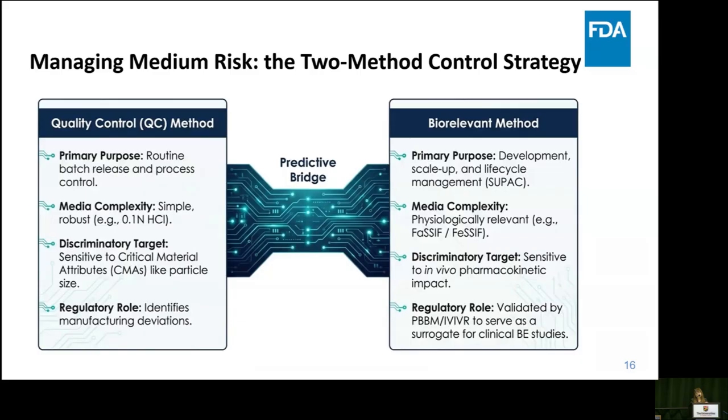Because the biorelevant dissolution presumably can capture the mechanistic risk driving the in vivo dissolution and absorption. But the key question here is to really bridge these two methods by demonstrating that your batches that pass the QC method also fall within the safe space of your biorelevant dissolution method.